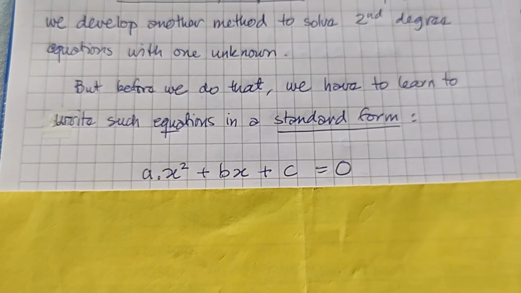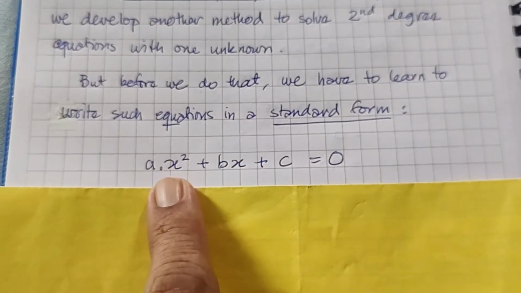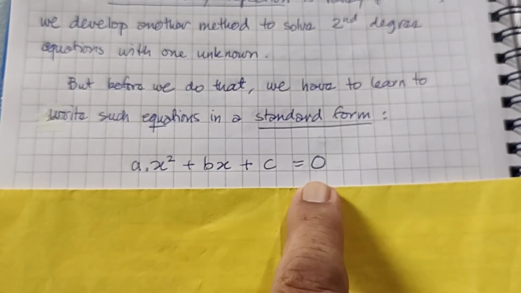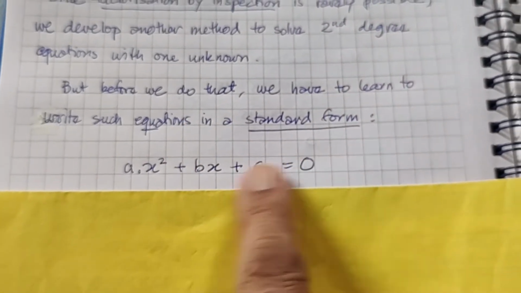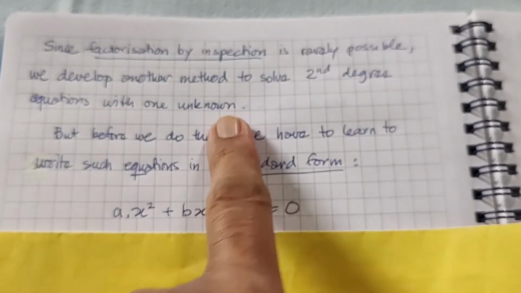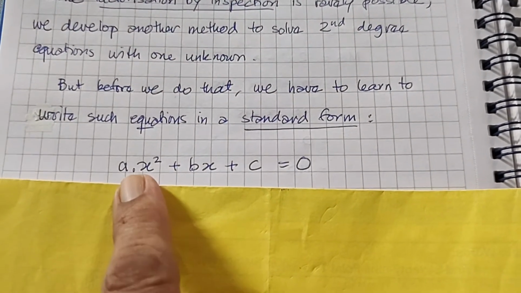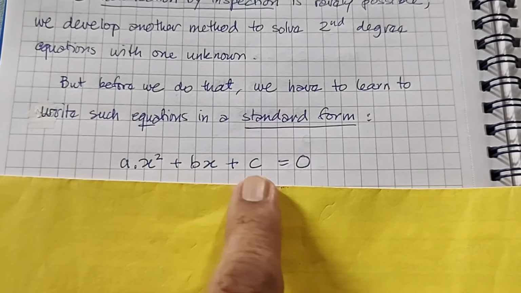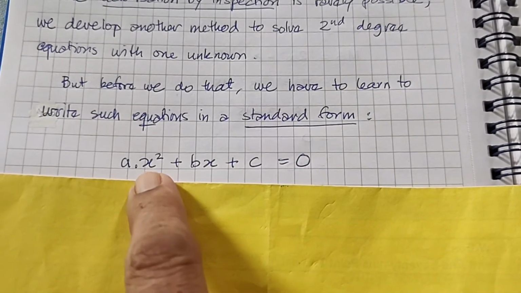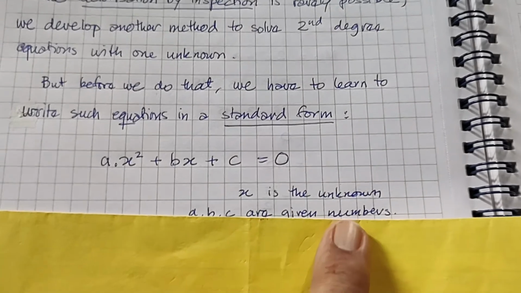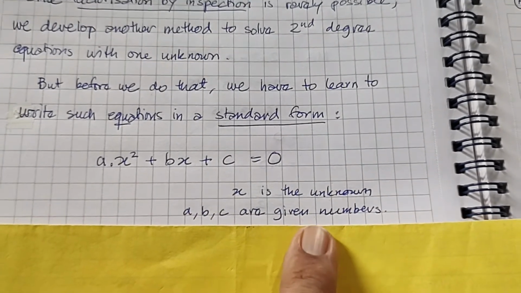So what is a standard form? We have to write it like this: ax carré plus bx plus c est égal à 0. This is the standard form of writing a second degree equation, équation de deuxième degré, where a is a number, b is a number, c is another number, and x is the unknown. X is the unknown, a, b, c are given numbers.